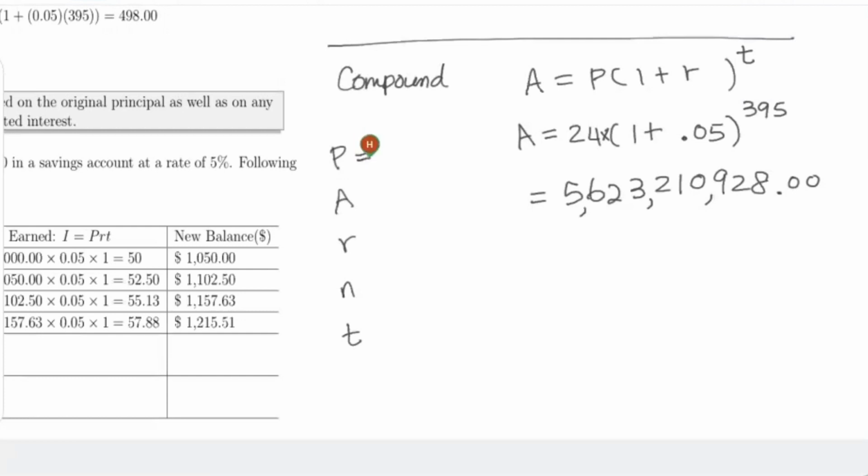P is still $24. A, I don't know. Rate is 0.05, and T is equal to 395, and nothing changed. I just added an extra N here. So now we have to understand the meaning of N.